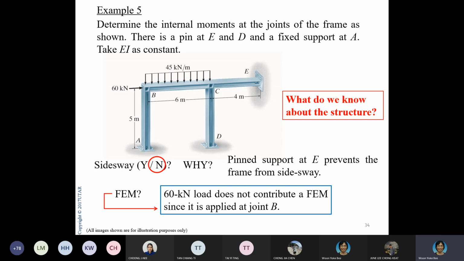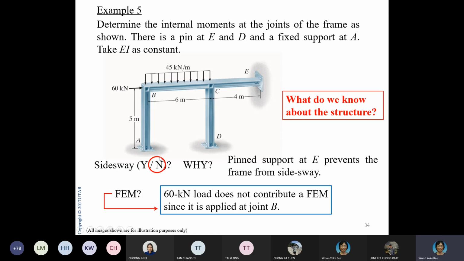So let's go on to example 5. Determine the internal moments at the joints of the frame as shown. So there is a pin at E and D. So these two, E and D, are actually pinned connections, and A is a fixed connection.